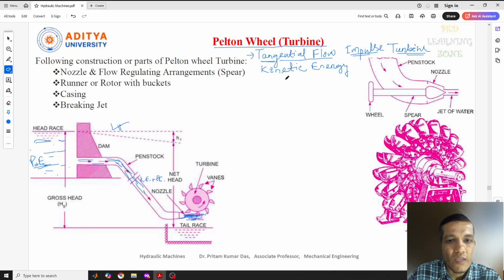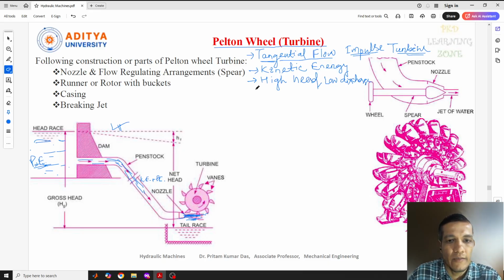And this is another point. This turbine actually works for a high head and for low discharge. Due to this high head, it will give a low discharge.